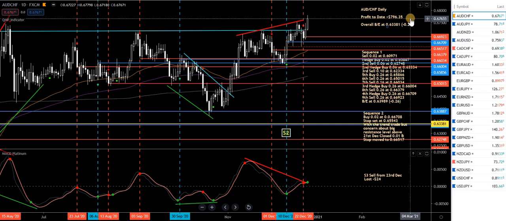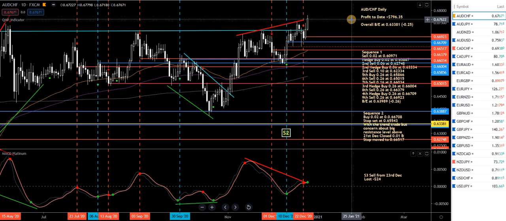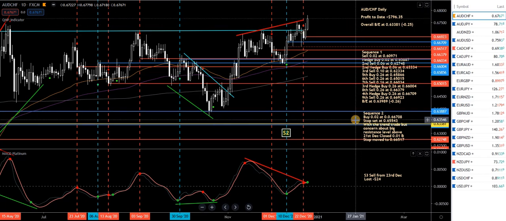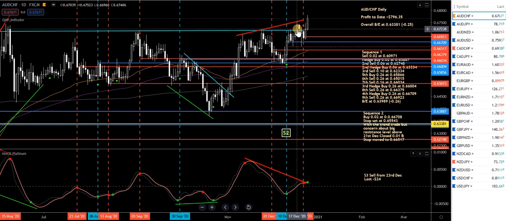My profit to date is the overall profit on this pair I've made since I started trading this pair. My base lot's 0.02, so about 20 cents a pip. So it's a lot of pips that make up that $796. So in the meantime, I took this sell here.